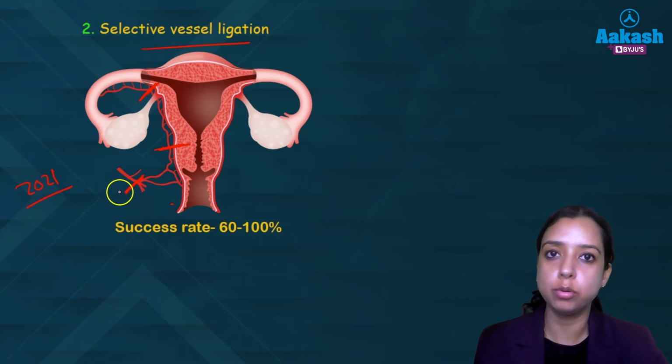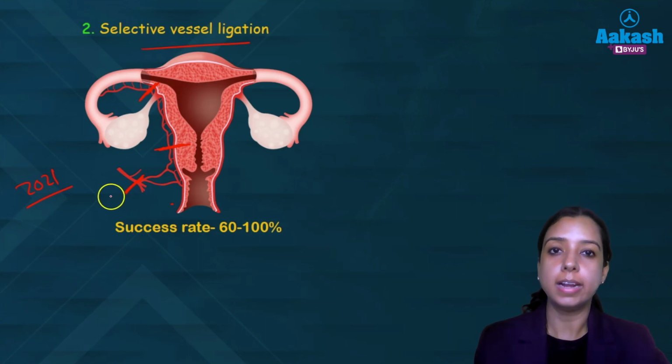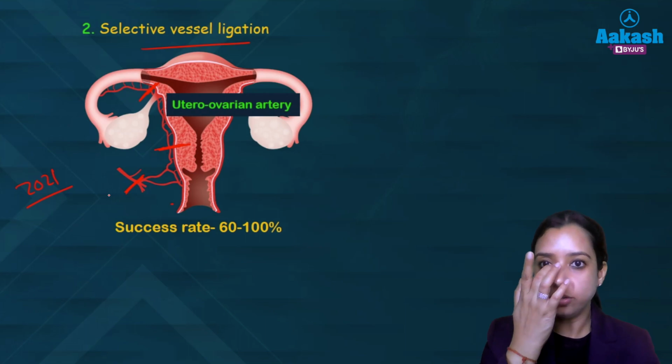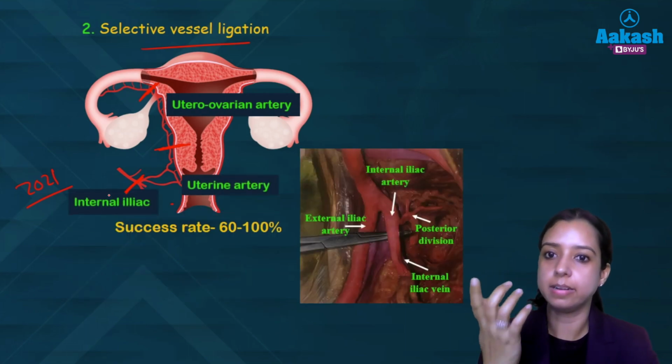You are not ligating the pudendal vein, you are not ligating the obturator, not the external iliac. You are ligating the internal iliac last. So that was the question: what is the sequence?